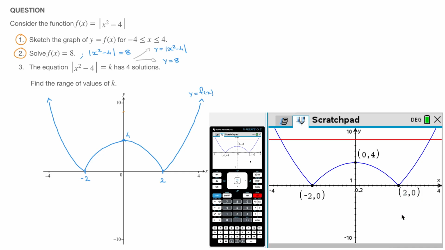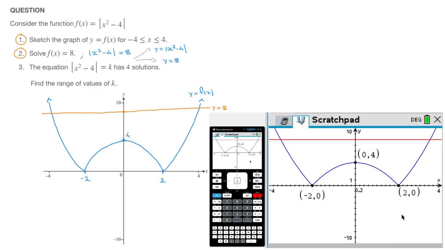And in fact, I'll sketch that line on our xy grid here. So that's a horizontal line looking something like this. That's the line y equals 8. Again, the solutions to this equation are the x-coordinates of the 2 points of intersection that we can see both on the calculator and on this sketch here.